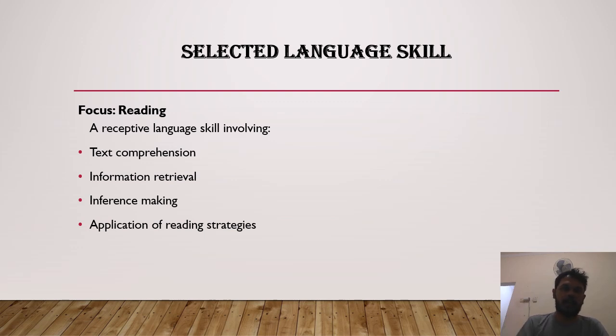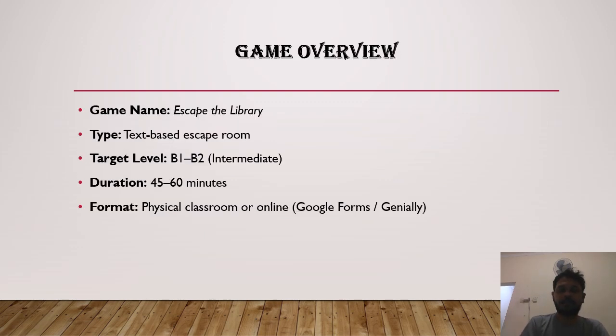Selected language skills: I choose reading, a receptive language skill involving text comprehension, as I said before, information retrieval, inference making, and application of reading strategies. And then this is the game chosen, or game overview. The game name is Escape the Library. The type is a text-based escape room, I mean a custom-designed, team-based escape room game.